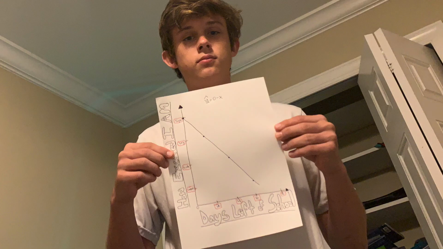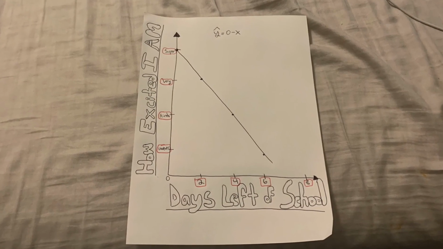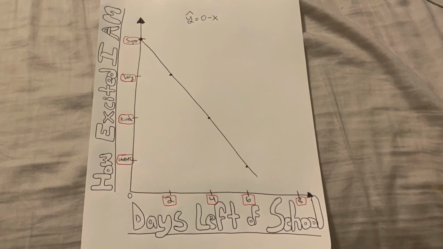Finally, this last graph shows the direct and negative correlation between the amount of school days left of online school and how excited I am. The independent variable is the amount of days left in school, and the level of my excitement is the dependent variable. In other words, I'm very excited for school to be over.